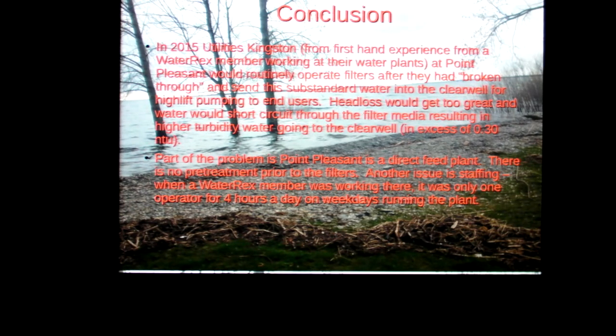So whoever decided to have no pre-treatment, that's contrary to the way most water plants are that get their water from Lake Ontario. Region Appeal is a membrane plant. Amherst View has a membrane plant. City of Toronto has a conventional pre-treatment with flocculation, sedimentation, coagulation kind of stuff going on. So it's extremely rare to have a direct feed plant for something getting raw water from Lake Ontario.